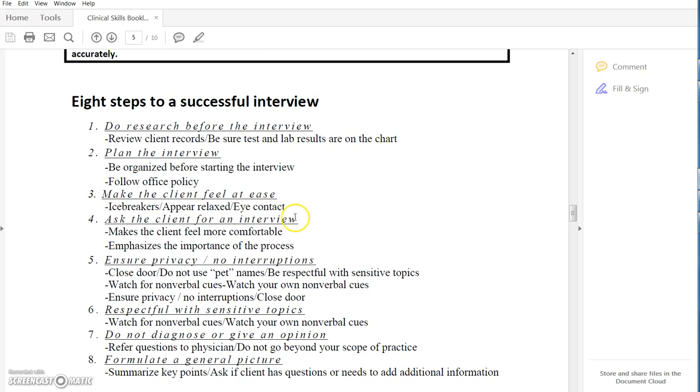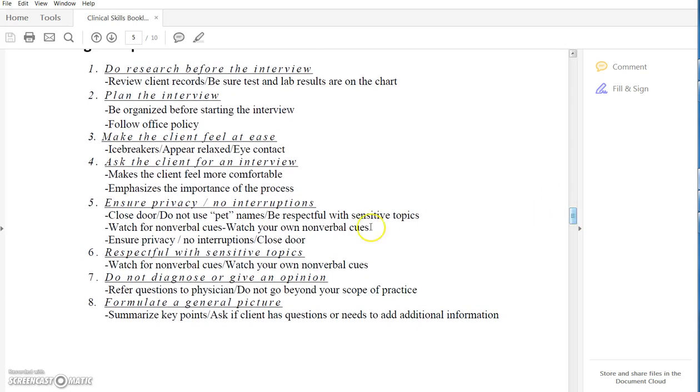Also, make sure you're introducing yourself to the client and ask them for the interview. Tell them who you are and that you'll be asking them a few questions today prior to the doctor seeing them. Ensure that this interview or this discussion is happening in private and that there's no potential for interruption. Close the door. Do not use pet names with your clients. Be respectful and sensitive of specific topics. There will be clients who will tell you, I want to wait to speak to the doctor to explain why I'm here. Always start off with, why are you here today?